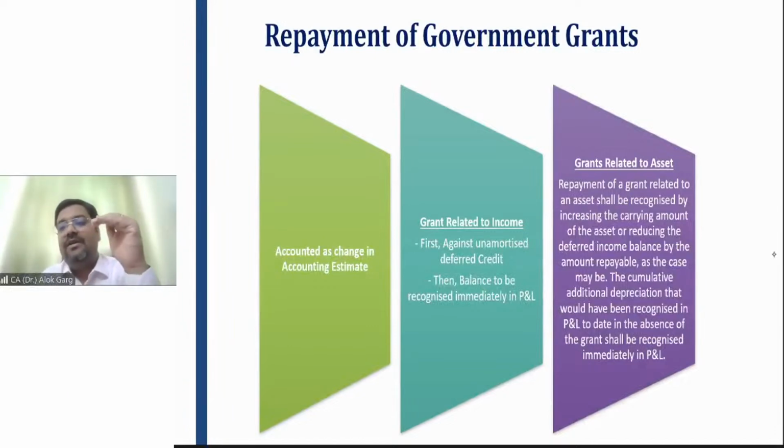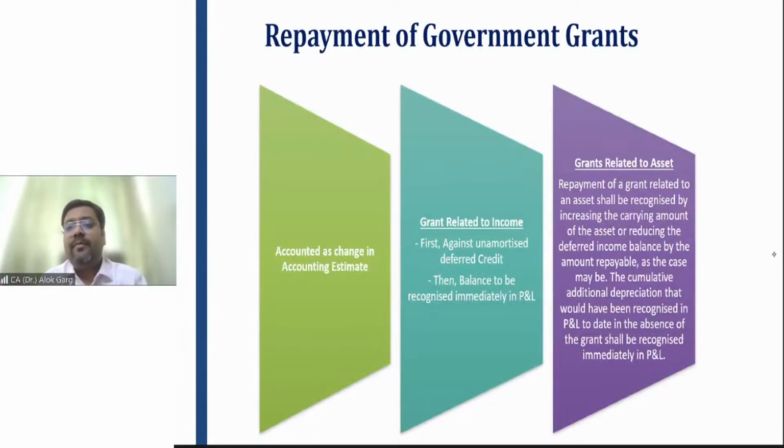When this expense is incurred, then you have to debit the expense and you have to reduce this government grant from the expense and you have to record the net expense. Or whatever government grant you are receiving, you can show it as other income and the expense as other expenses. Okay. So that is that thing.